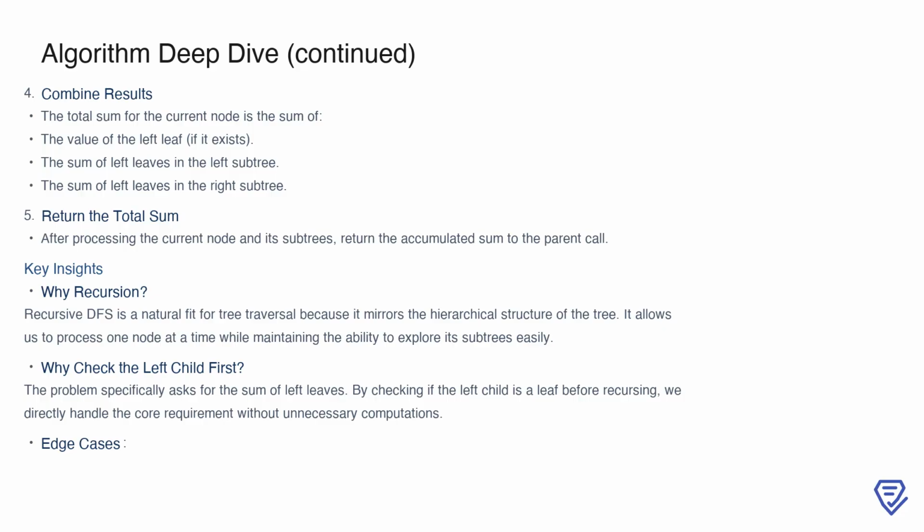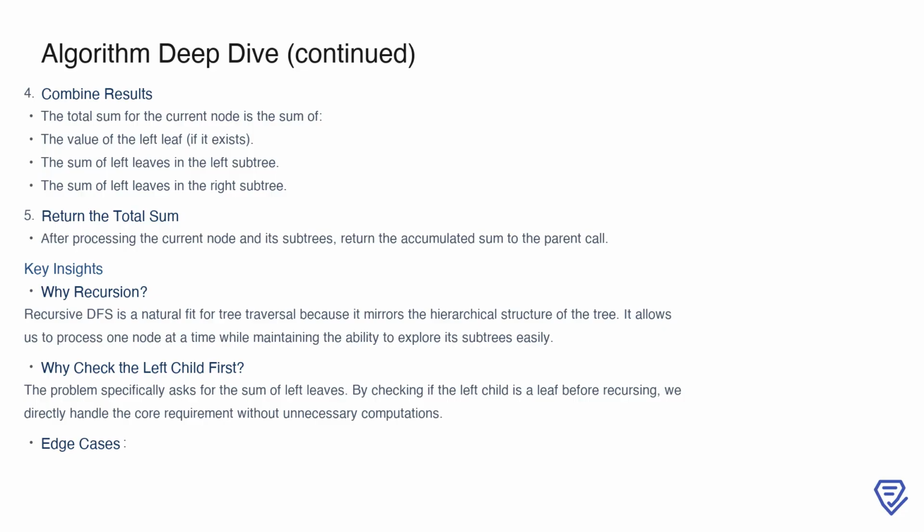Recursion is a natural choice for tree traversal because it mirrors the hierarchical structure of the tree itself. By using recursive DFS, we can handle one node at a time while seamlessly exploring its subtrees. Checking the left child first is critical because the problem specifically focuses on left leaves. By addressing this case upfront, we avoid unnecessary computations and directly address the problem's requirements.